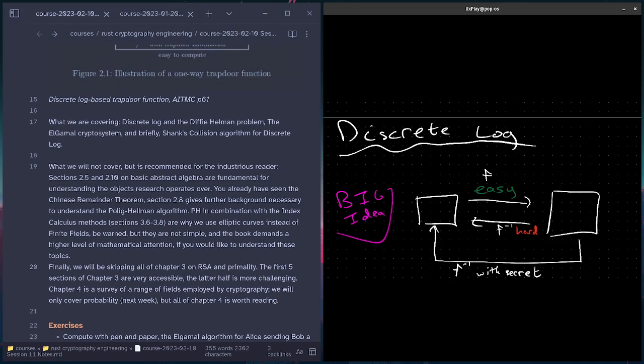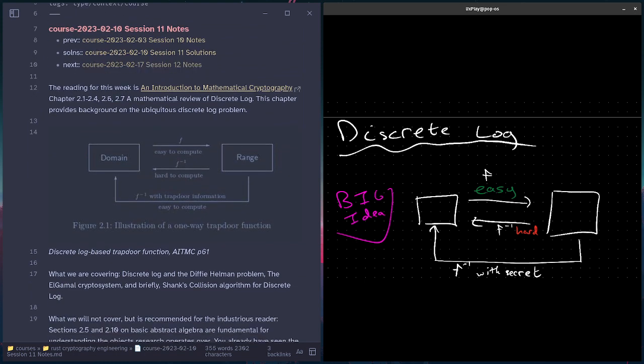So welcome back for session 11. This week we'll be talking about chapter 2 from A Mathematical Introduction, but first we'll be covering some questions from the last week and the homework exercises.